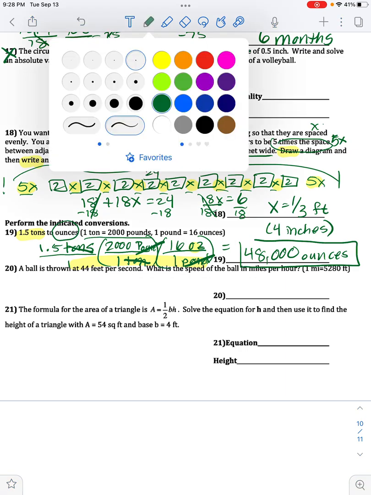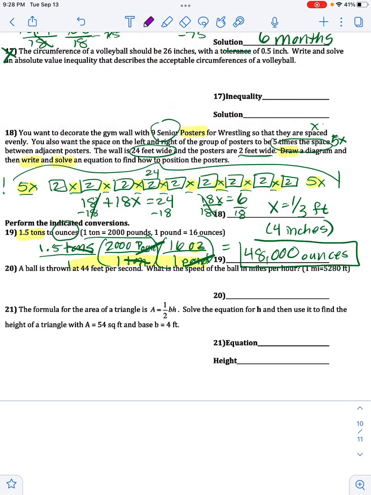44 feet per second is kind of what I need. When I'm doing a word problem, I always look for what I really need to focus on. Okay, a ball is thrown, who cares? How fast? 44 feet per second. So that's my starting point. 44 feet per 1 second. What is the speed in miles per hour? Miles per hour. So I need to change both things.